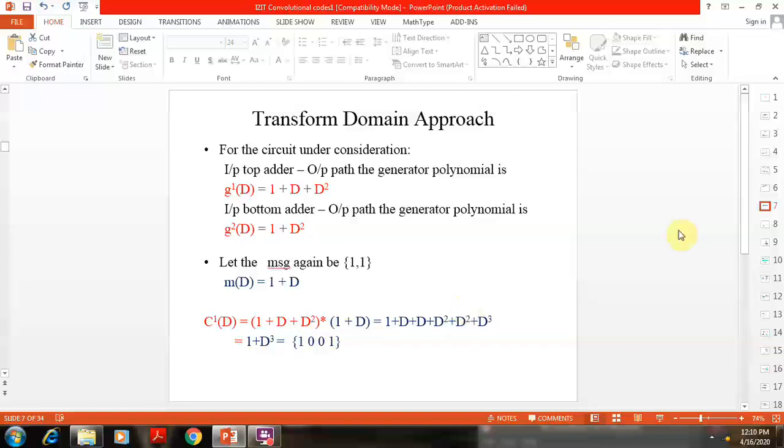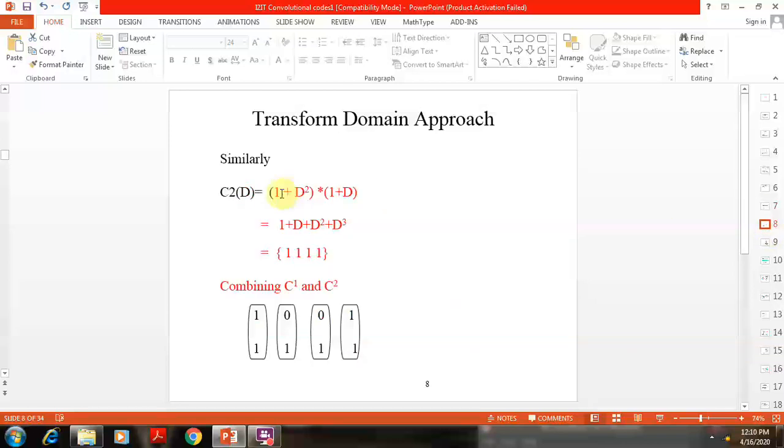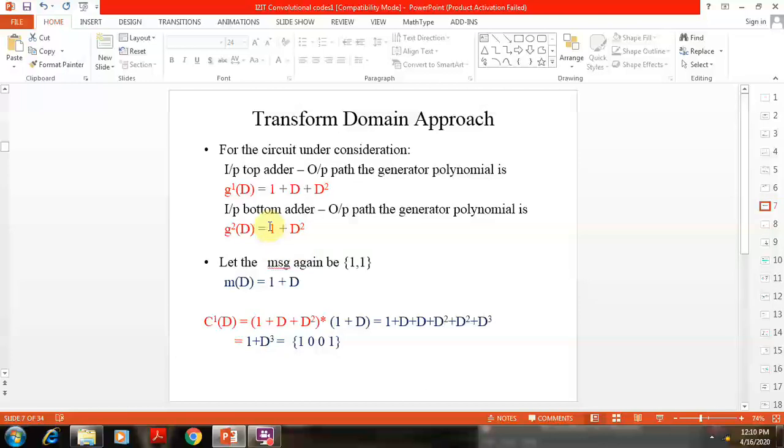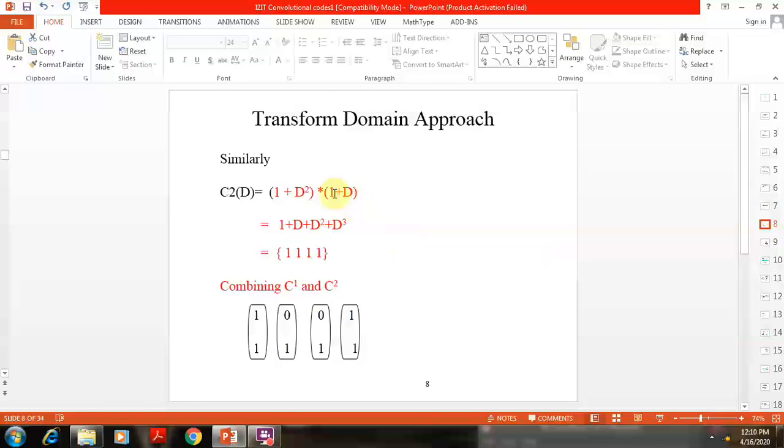Now I get the code word from the lower branch. It is the generating function polynomial of the lower branch, 1 plus D square, multiplied by 1 plus D, which is again the message polynomial. So what I get is 1 plus D plus D square plus D cube. So it is 1 1 1 1.